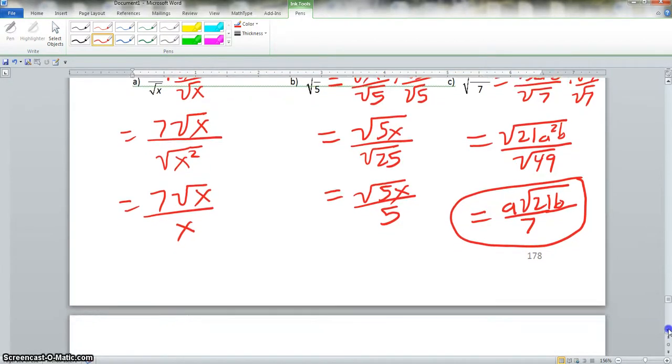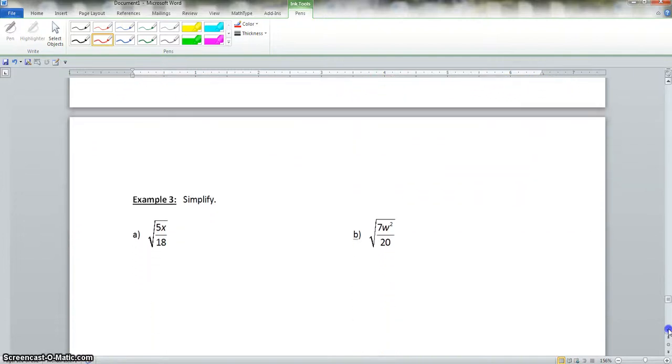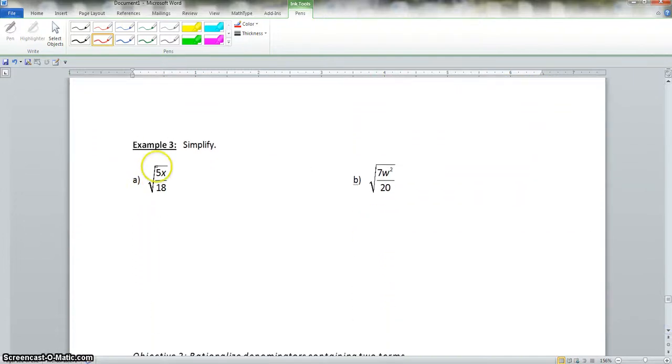Now we scroll down here to example 3. Now what we have here is this here. We need to take this to be the square root of 5x over the square root of 18. Now we multiply our numerator and denominator by the square root of 18.